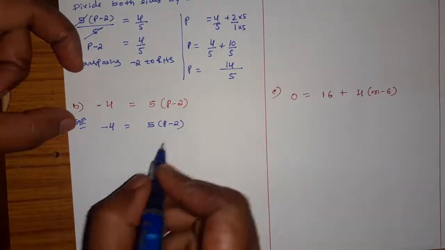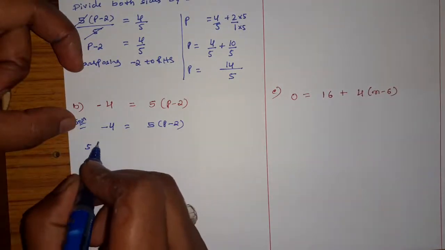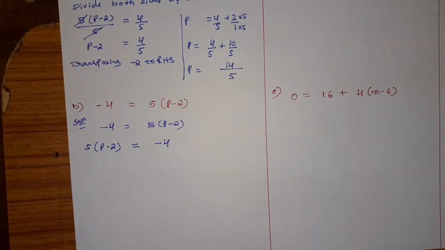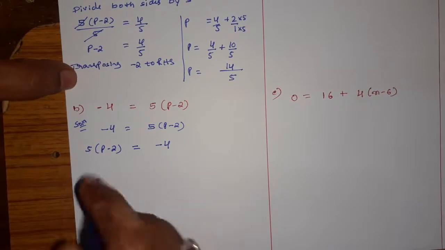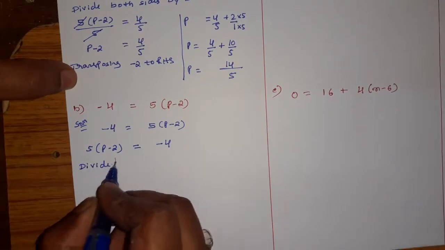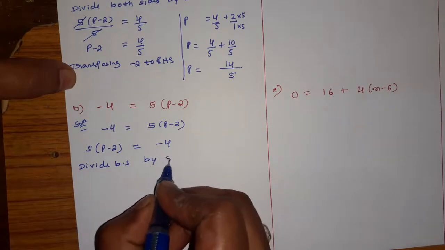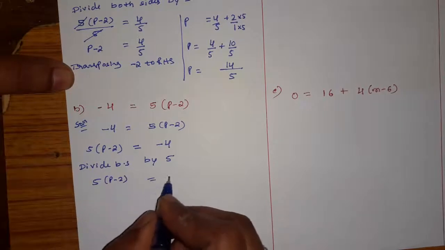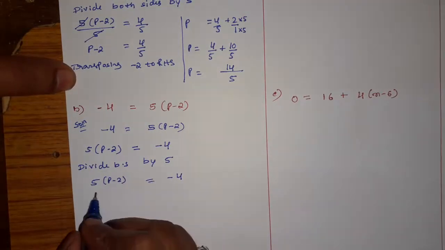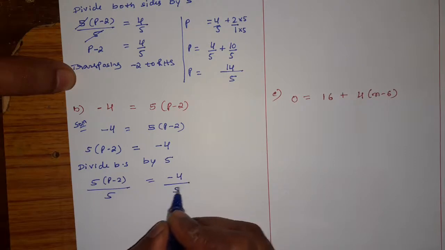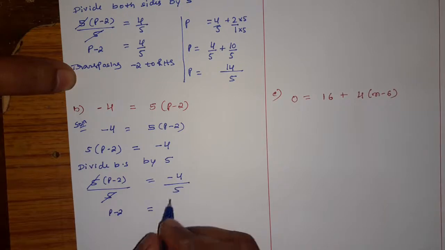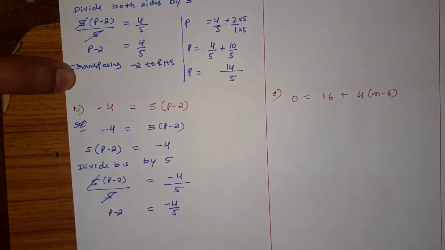First write the question. Exchange. Minus 4 will go here and there will be no change in the sign. Okay, now to remove this 5, divide both sides by 5. Okay, so what will be 5 into P minus 2? This 5 will get cancelled. What remains? P minus 2 will remain, and here minus 4 by 5.